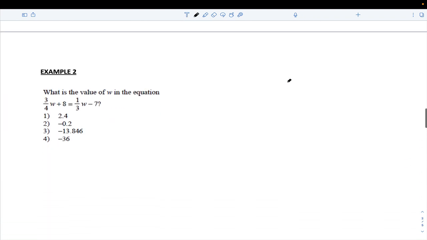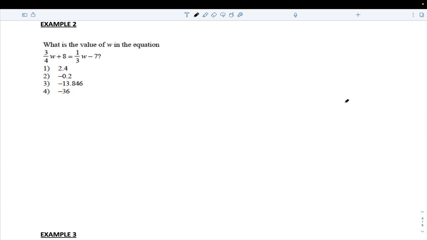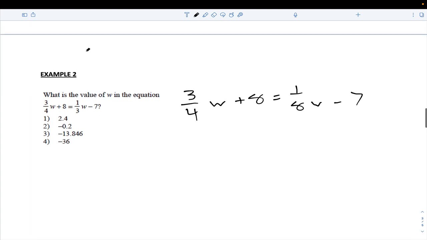Next page. 2 more. 3/4 W. Rewrite it in the blank space. And we're going to come up with the LCM of every number on the bottom. 4 and 8 are the two denominators. What is the LCM of 4 and 8?